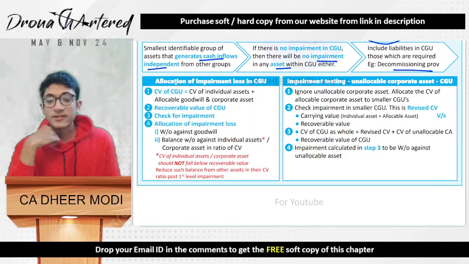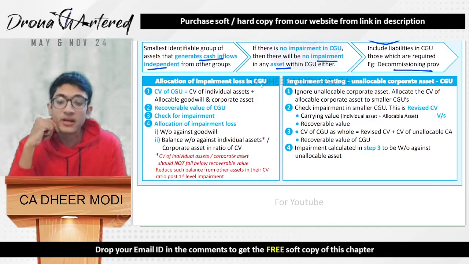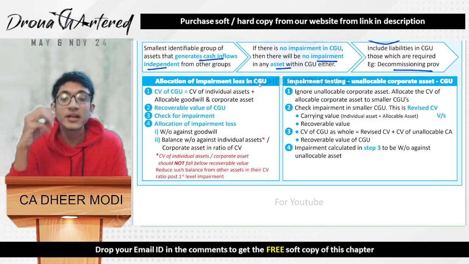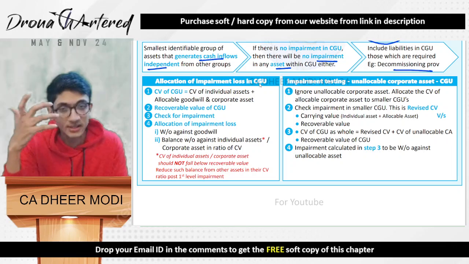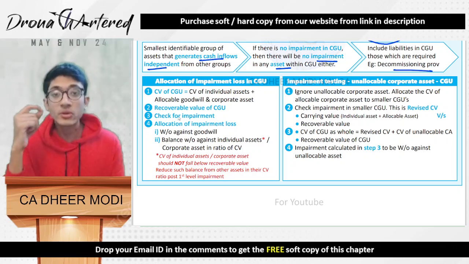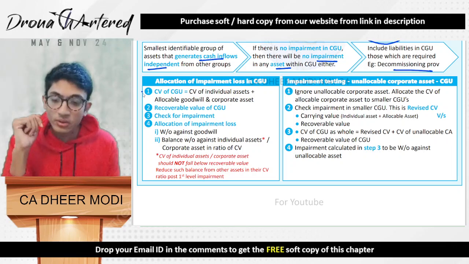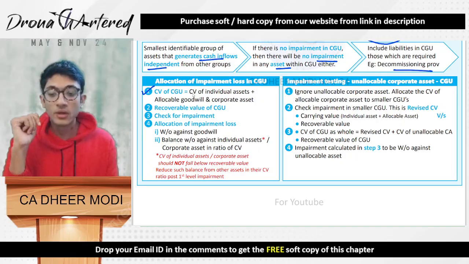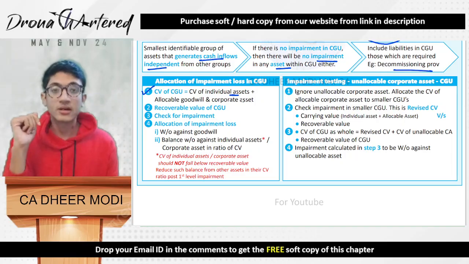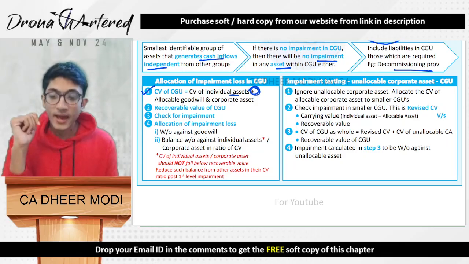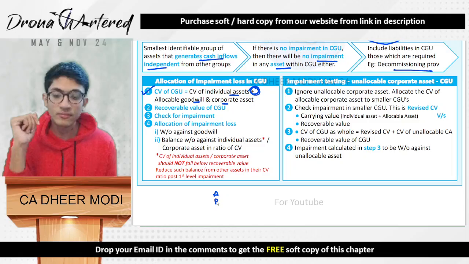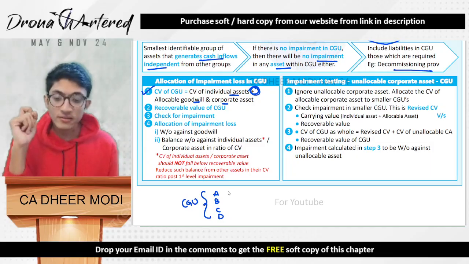Okay. Now next is allocation of impairment loss in a CGU. How do you allocate impairment loss in a cash generating unit? First, you calculate the CV, the carrying value of the CGU, which is the carrying value of individual assets plus allocable goodwill and corporate assets. Say, for example, you have four assets, A, B, C and D, all part of a CGU. So you add the carrying values of the individual assets.